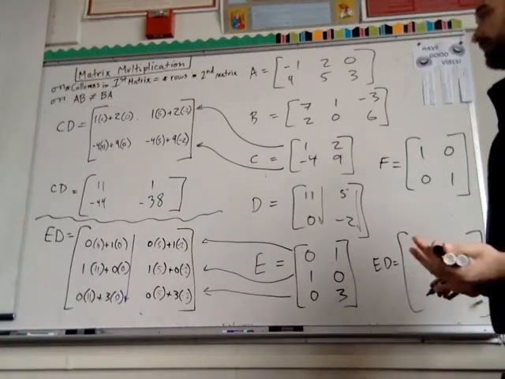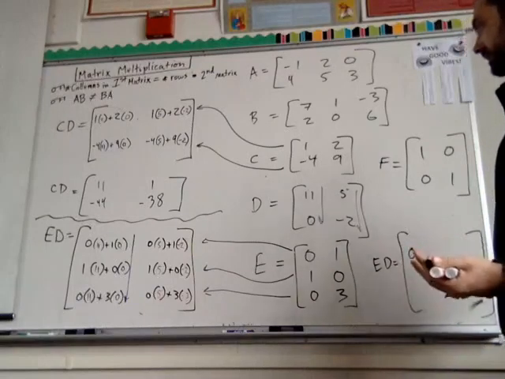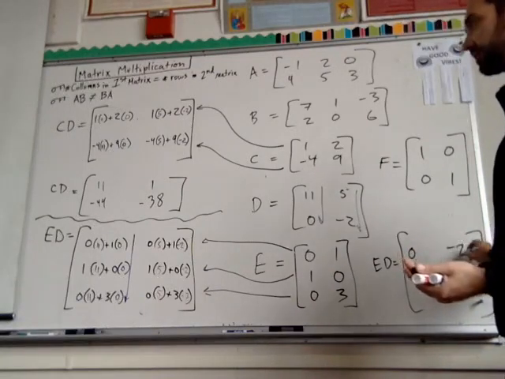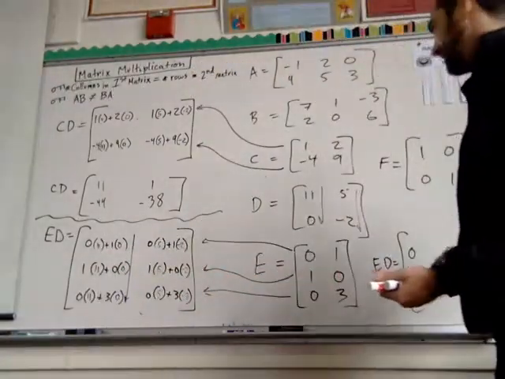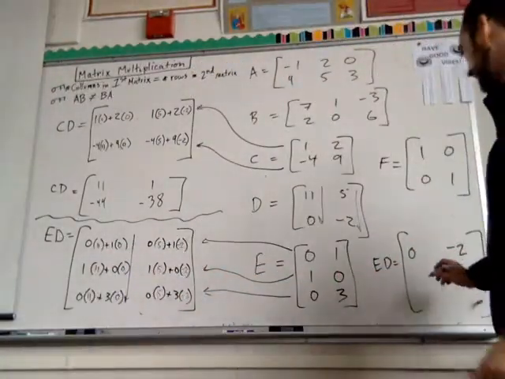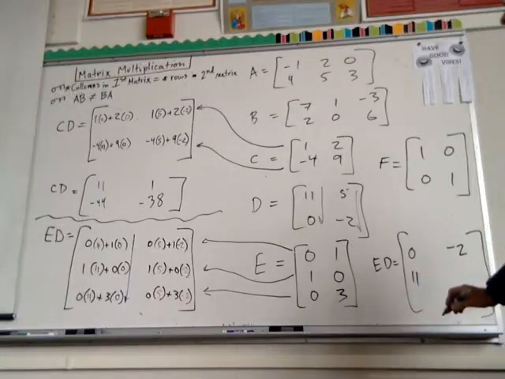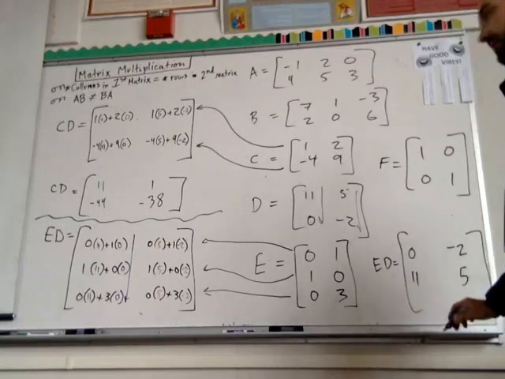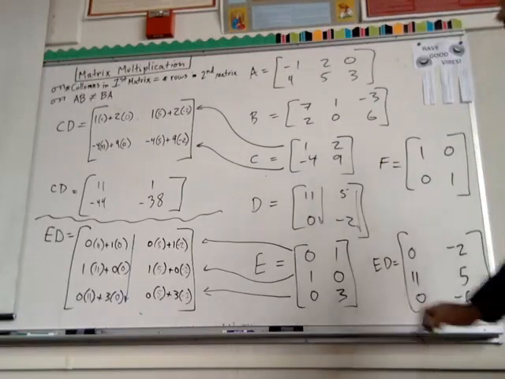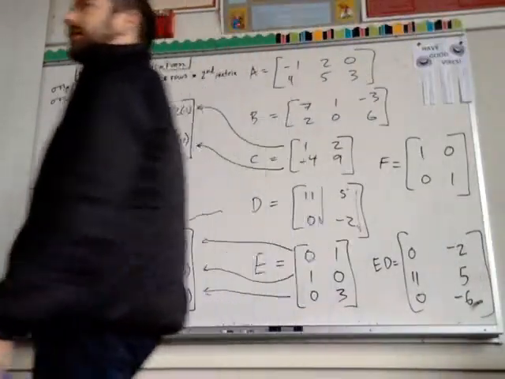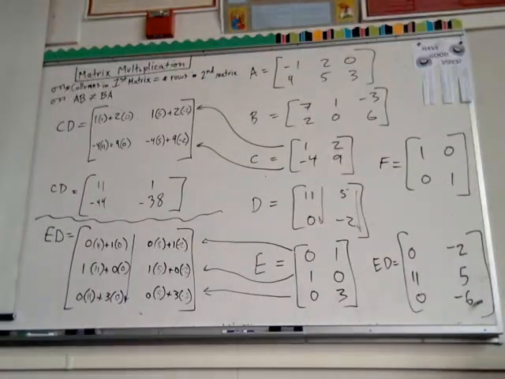Yeah, 0. Negative 2, right? 0 times 11. Negative 2, let's see, we have 11. I love it when zeros are in there. 5, 0, negative 6. So once you get it all set up, it's just multiply that, get each new entry right off the bat. Okay.